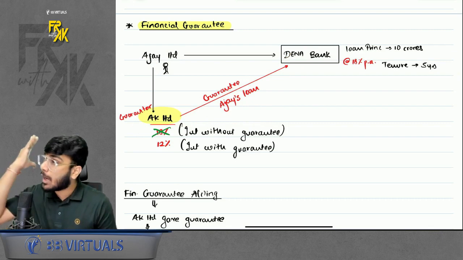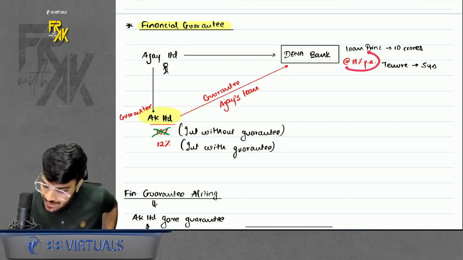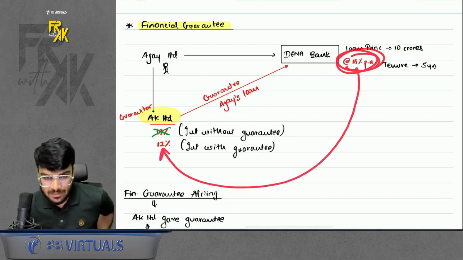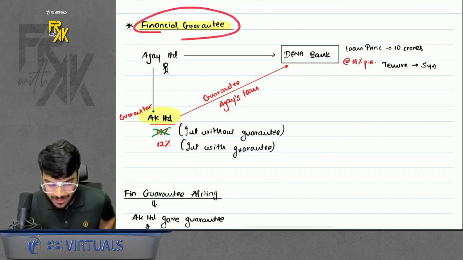So the bank was like, oh my God, Aakash Kandoi is giving a guarantee, so let's reduce the rate. So the bank, instead of charging 18%, will now charge only 12%. That means because of my guarantee, can I say the rate of interest was reduced for Ajay? So we have to do this accounting of financial guarantee.